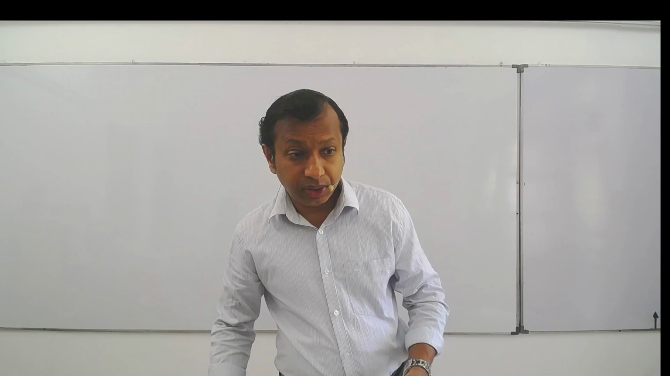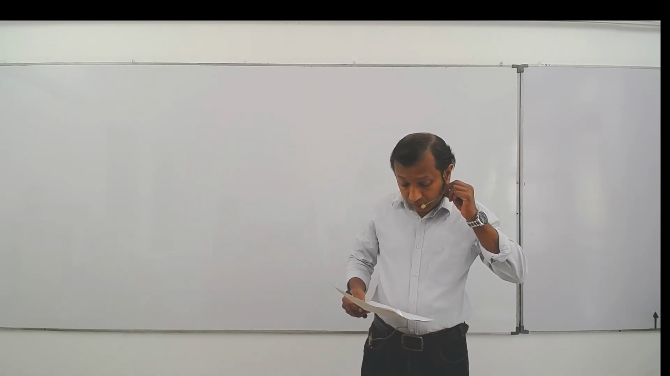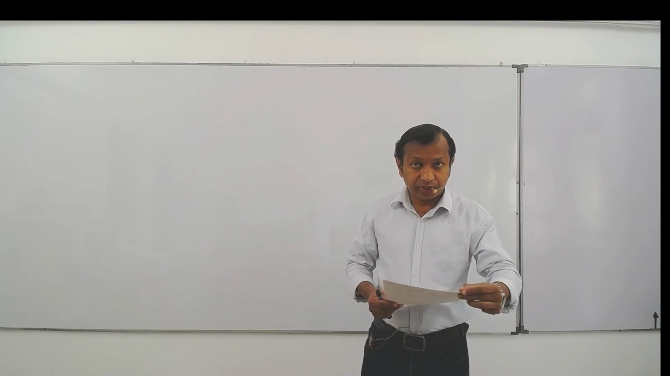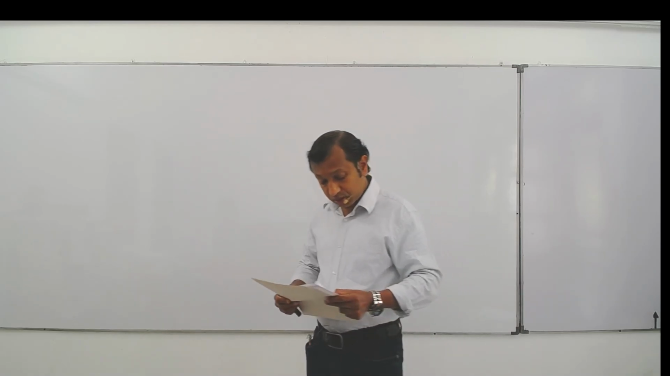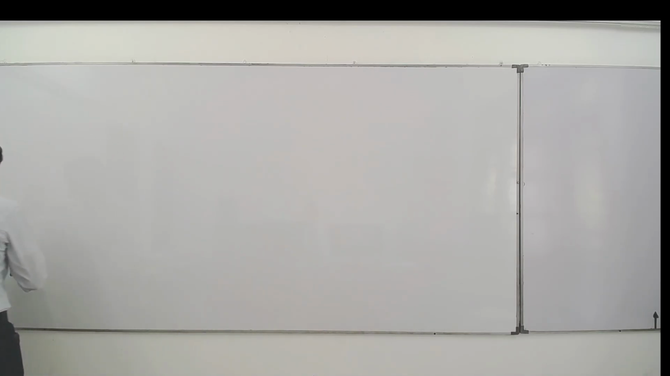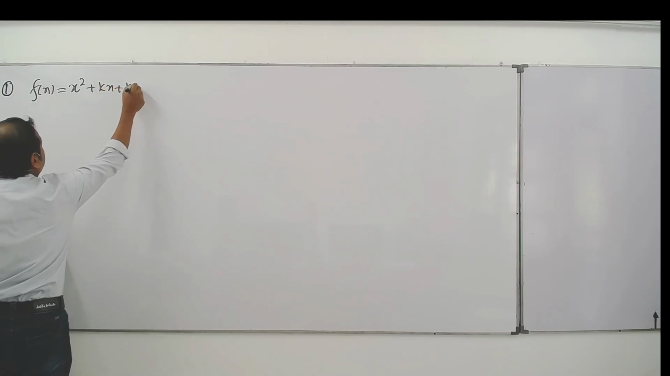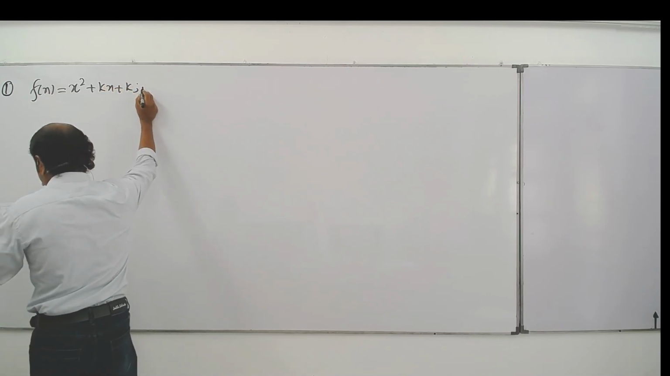Right, paper number 17, question number 1. Weekly paper number 17, question number 1. Given f(x) = x squared plus kx plus k, where k is a real number.